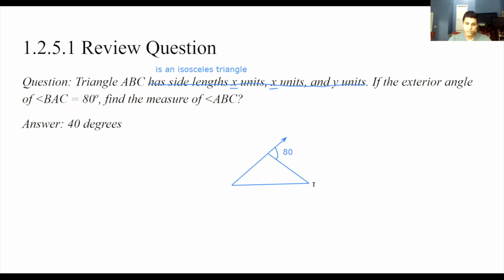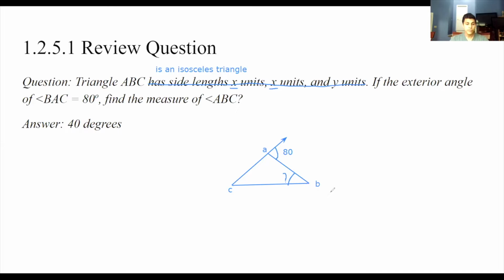So the next thing I should do is just label that on the diagram. This would be point A, this would be point B, and this one would be point C. So now I have my triangle ABC, with an 80-degree measure of an exterior angle. And finally, the question is asking us to find the measure of angle ABC, which is this angle right here. So now the question seems a whole lot more approachable. We have a diagram, we've simplified the question, so now all we have to do is solve it.